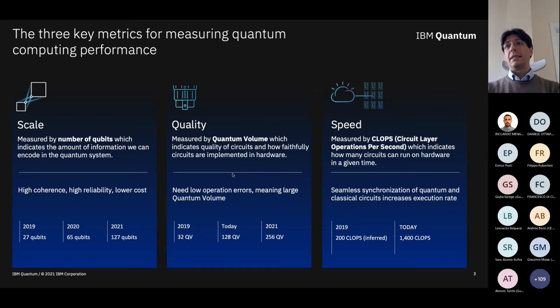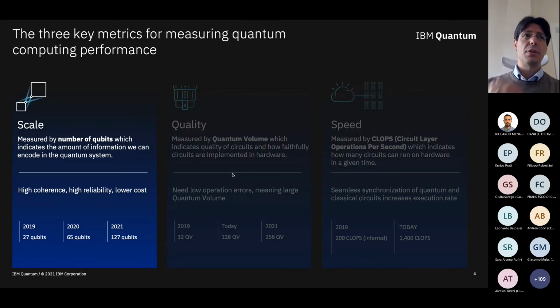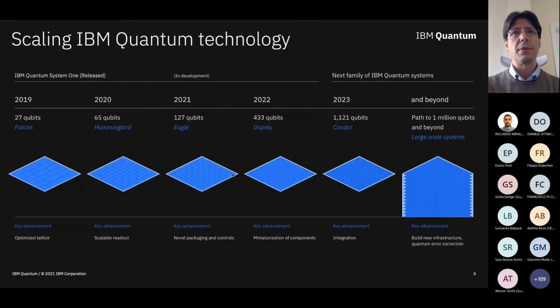Regarding the speed, as I already said, we introduced this quantity just this year, so we can just infer what could be this measurement during the previous years. But for the moment, we have 1,044 CLOPS, and we hope to improve it year by year in the following one. So let's focus on each of these quantities. Let's focus on scale in particular. And here is the roadmap that we presented last year about the evolution of our hardware processor in terms of number of qubits.